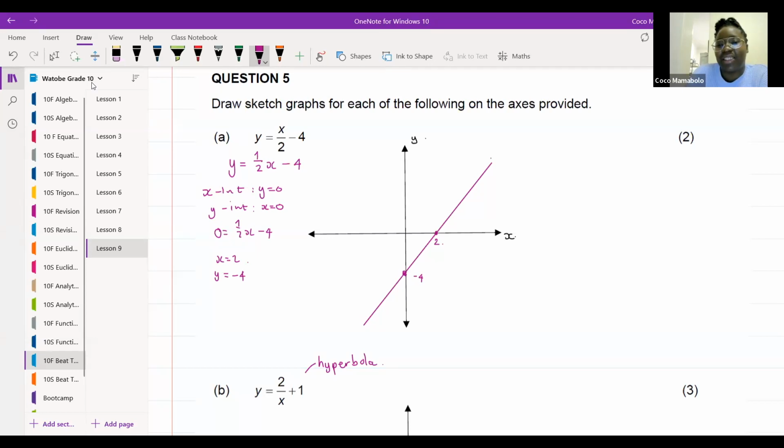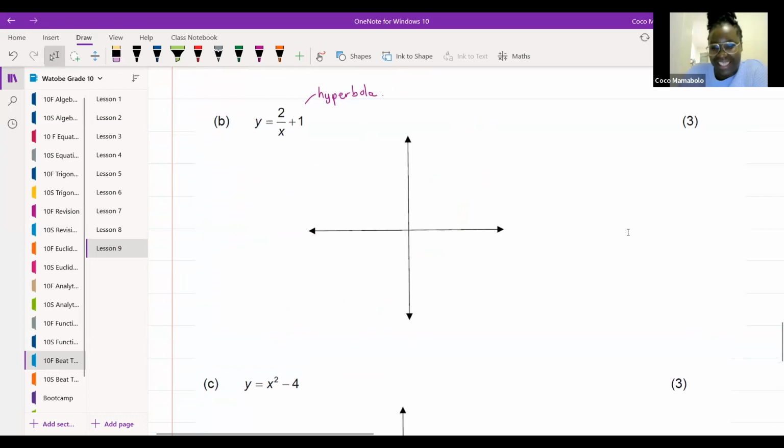All right, so this is what our graph should look like. It's a positive graph going through 2 and -4. Yes, Leah, especially me. You guys know this. All right. The next graph here says y.